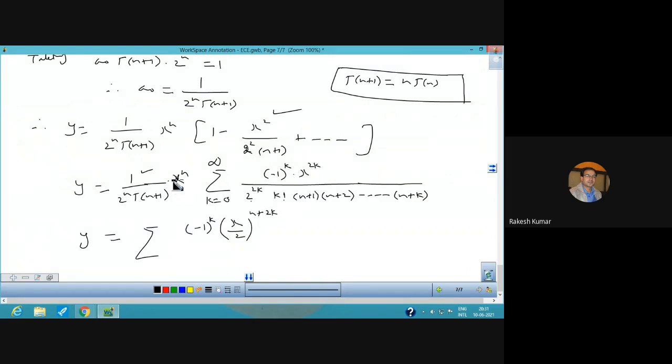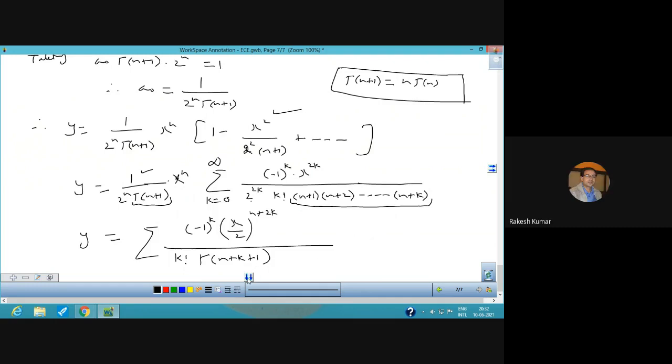Now x power 2k and x power n combine like this. So 2 raised to power n, you also use. So k factorial is there, and you will have gamma n plus 1 can be written as n gamma n. You see. Now, what is the value written over here? That is gamma n plus k plus 1. This will come by combining this term with this term, gamma n plus 1.